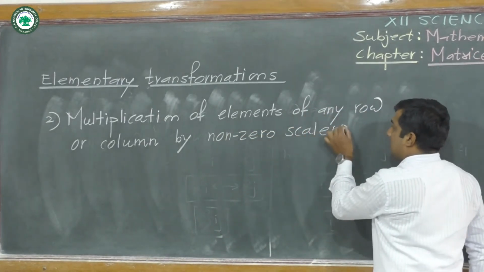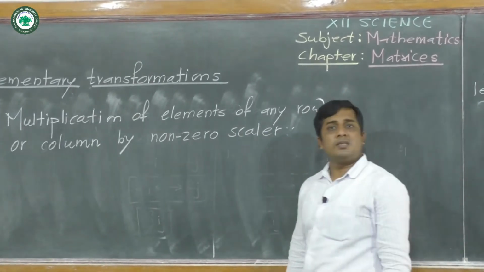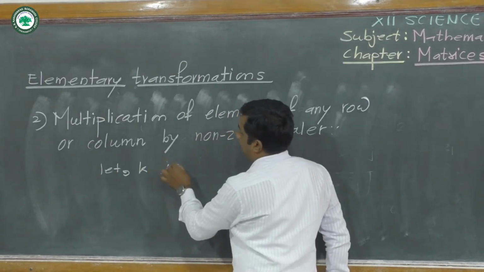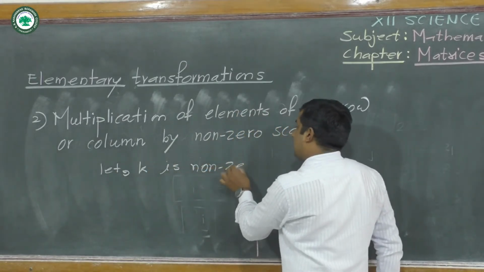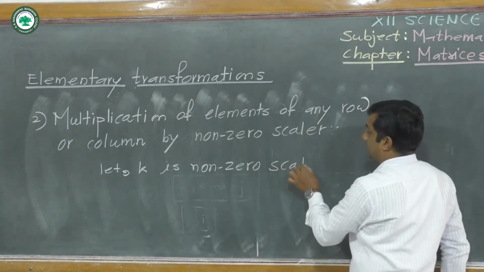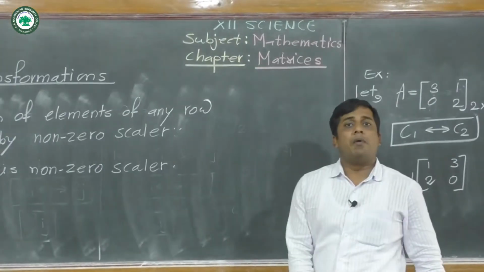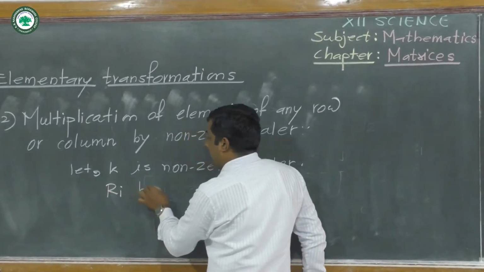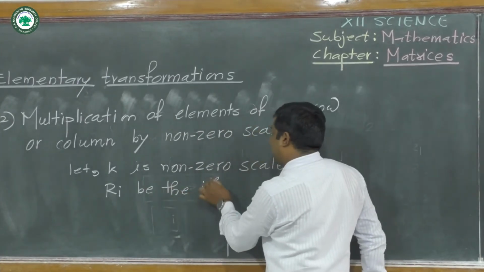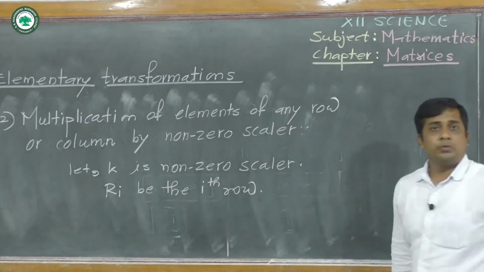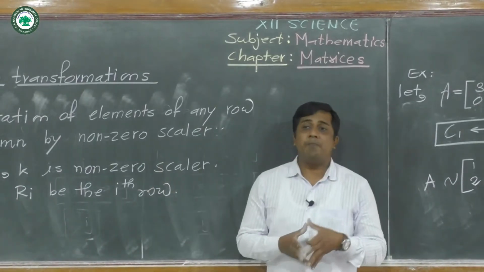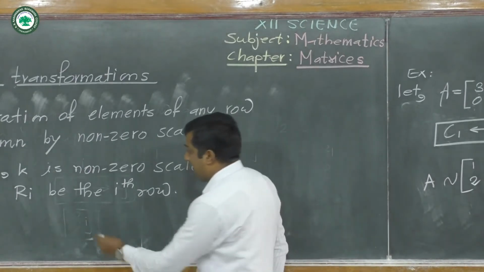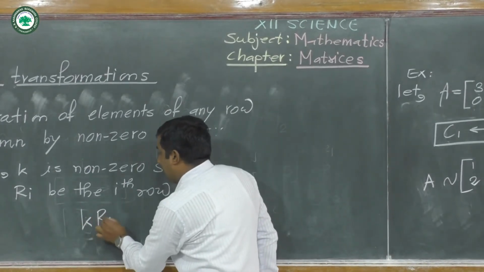Let us consider the non-zero scalar. Let K is the non-zero scalar. Let us consider our one row. Let Ri be the given row, Ri be the ith row. Then here multiplication of the matrix and the non-zero scalar is denoted by using here K Ri.